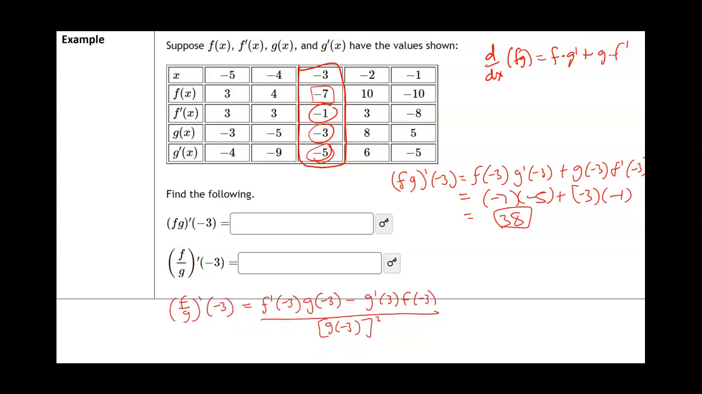Now the second one is the quotient rule. If you have f divided by g, the derivative will be f prime times g minus g prime times f, over g squared. Again, we're doing this all for negative 3. So f prime of negative 3, we have all the values here, is equal to negative 1. g of negative 3 is going to be negative 3. Then you plug in the other values, you simplify it, and we get negative 32 over 9 as our answer.